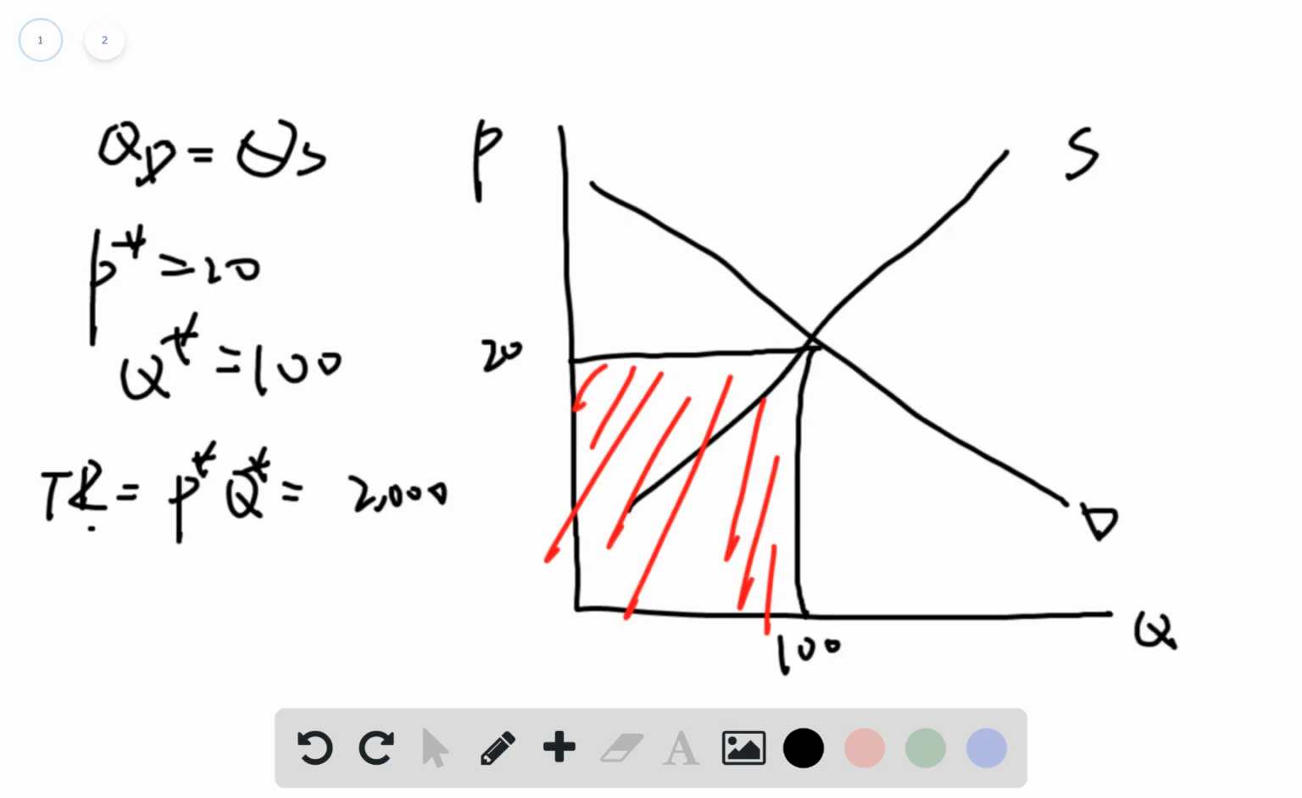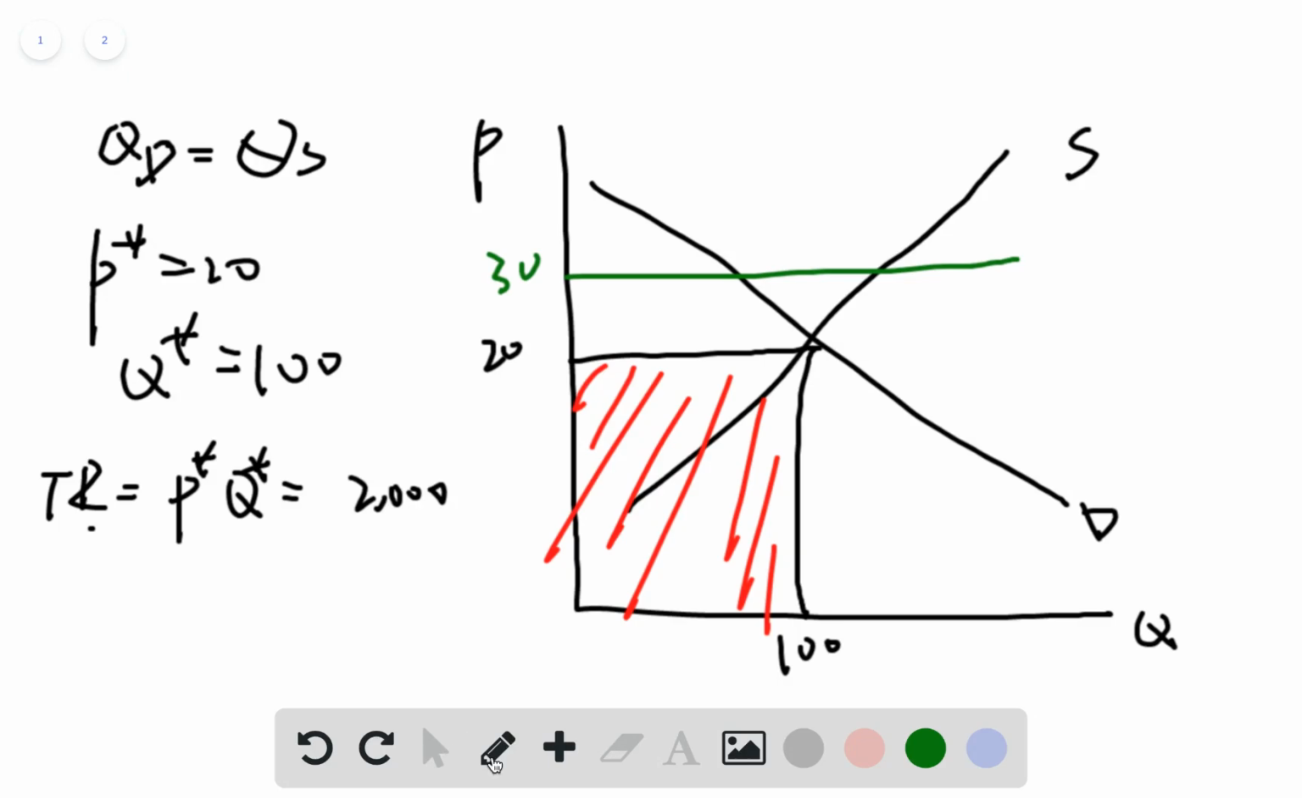And the second part of this question says that if the government imposes a $30 price floor, how will things change? So the first thing you need to do is check whether this price floor is below the equilibrium price or above it. So we see that this price floor, $30, is actually above the equilibrium price, $20. So that means the government sets this price floor, and this price floor acts in the market. So the market price should be $30 right now.